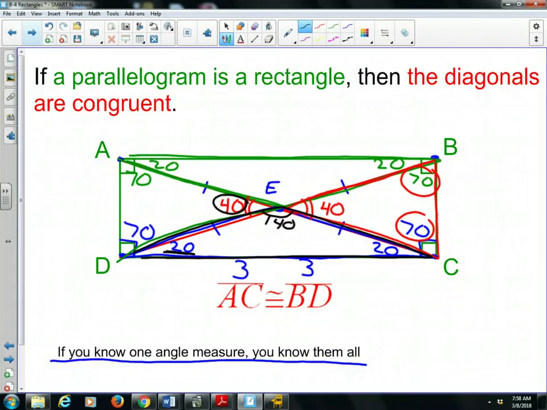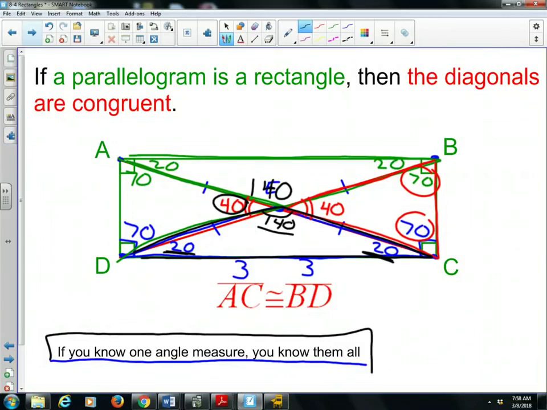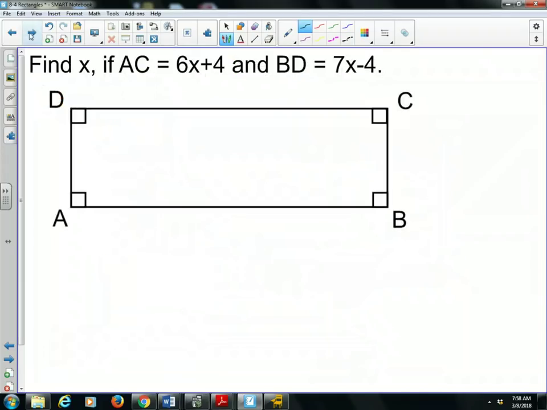Or you could say in this triangle there has to be 180 degrees. If this one is 20, this one is 20, 20 plus 20 is 40. We need an extra 140 degrees for a 180 degree triangle. And then this angle is vertical to it, so it's also 140. Woo! If you know one angle, you know them all. Crazy. All right, let's take a look at this one.